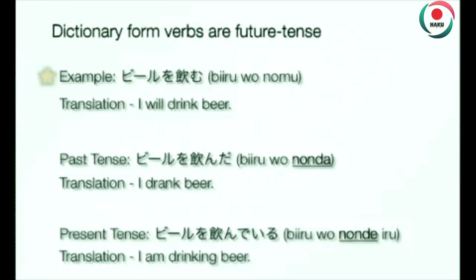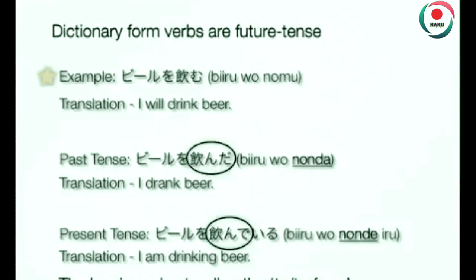For the present tense, we want to use the te form of the verb and add the letters "iru" to the end of it. So for our beer drinking example, our present tense of the sentence would be "biru o nondeiru." "Biru o nondeiru." I am drinking beer. And just as a side note, this is all casual speech. I'll go over how to use more polite Japanese and convert between present and past tense a little bit later.